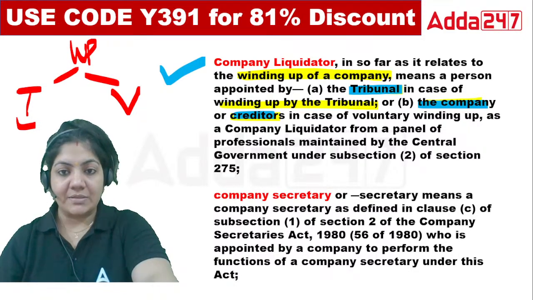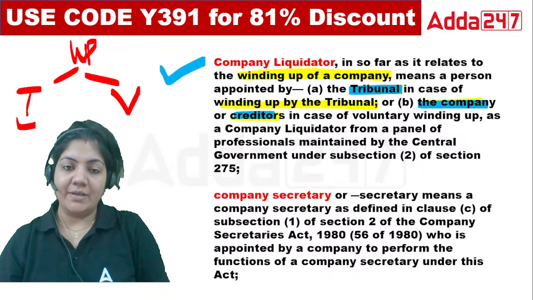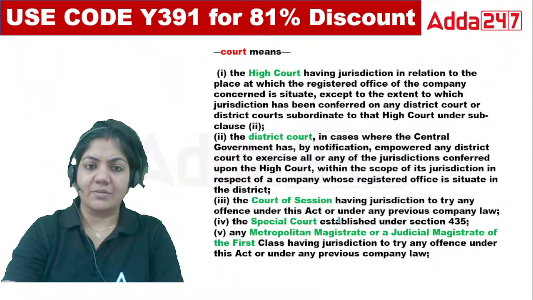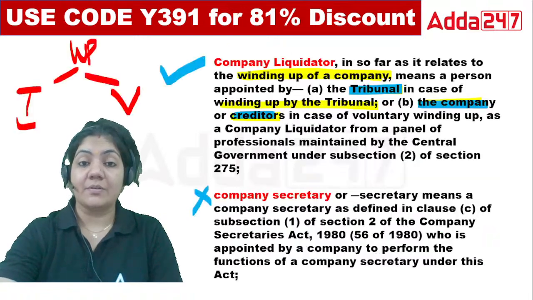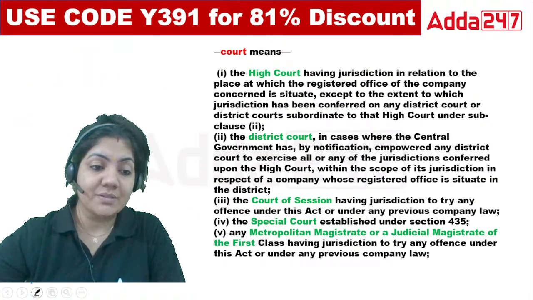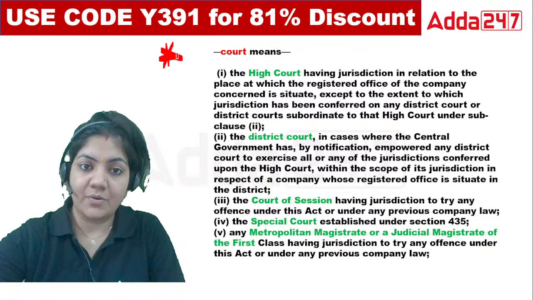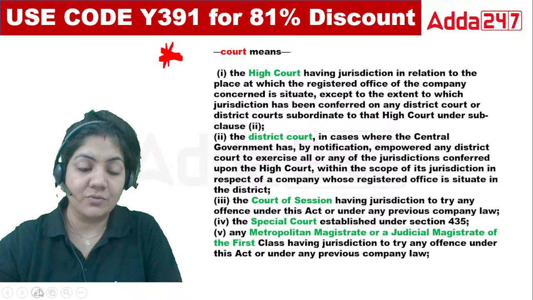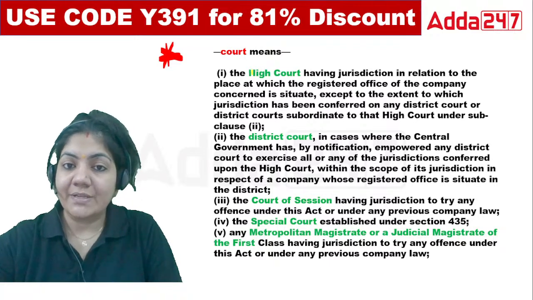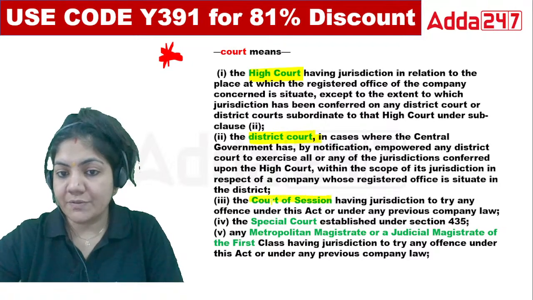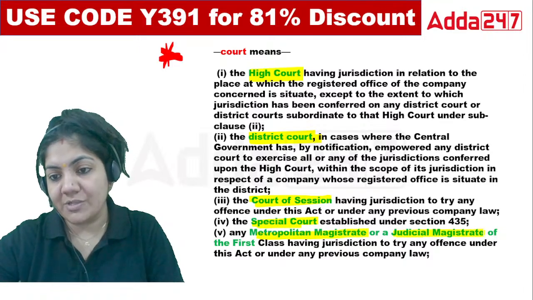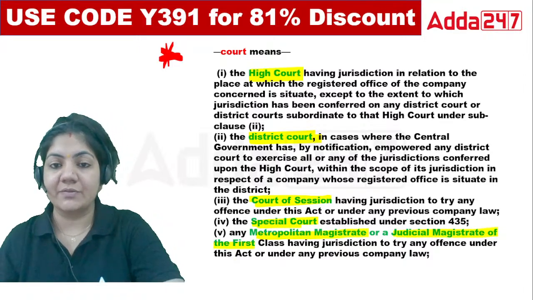How the question asks in the definition terms, we have already done the summary and its question. Not important. Now, what is court? This is important, class. First of all, you have to learn this. Court is basically High Court, District Court, Court of Session, Special Court, and Metropolitan Magistrate or Judicial Magistrate of first class. Please learn these 5 points.